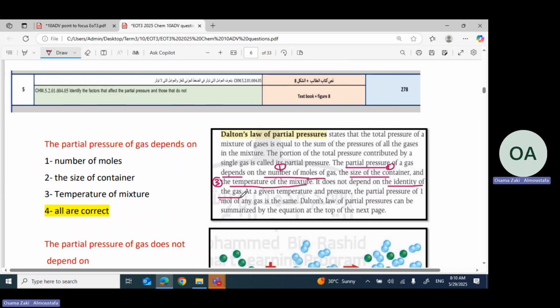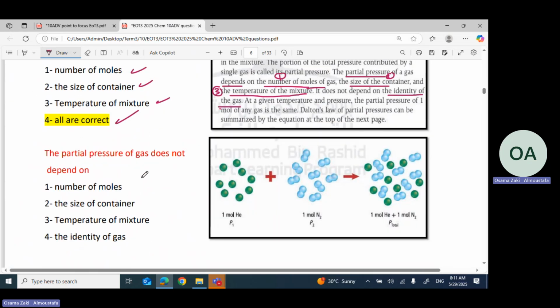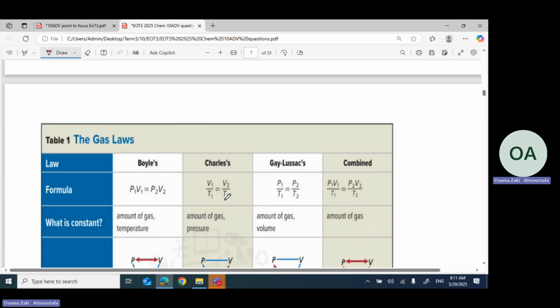So independent, okay, here, look, doesn't depend on what? Identity of the gas. So partial pressure of a gas depends on what? Number of moles, yeah. Size of the container, yeah. Temperature, yeah. So all of them are correct. The partial pressure doesn't depend on what? The identity of the gas.